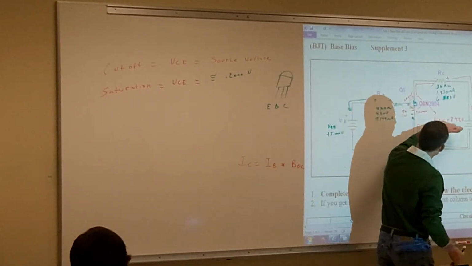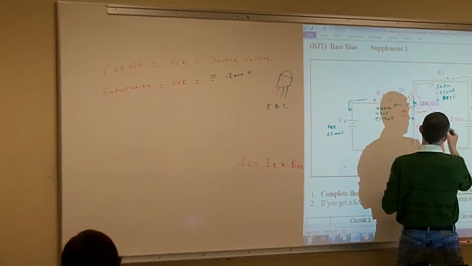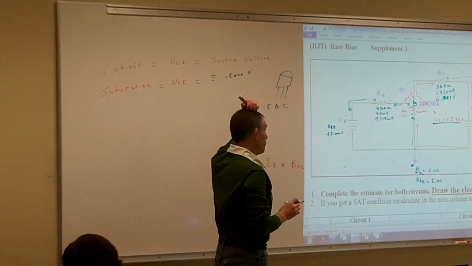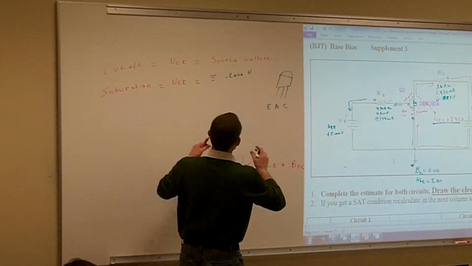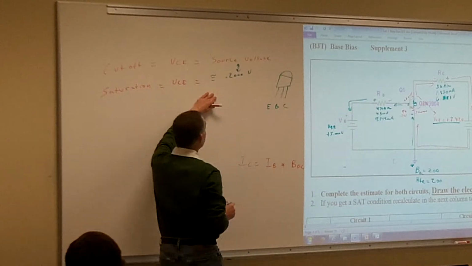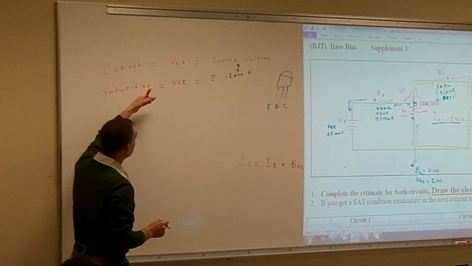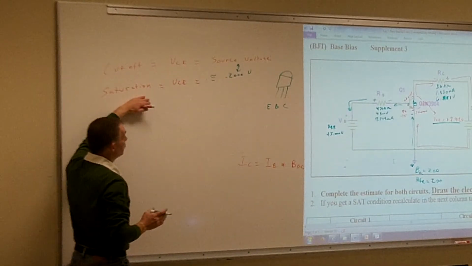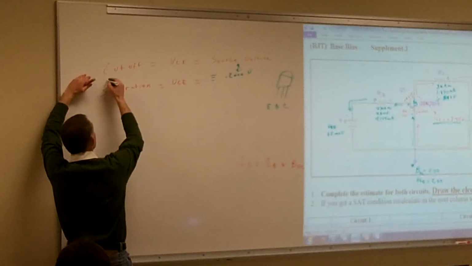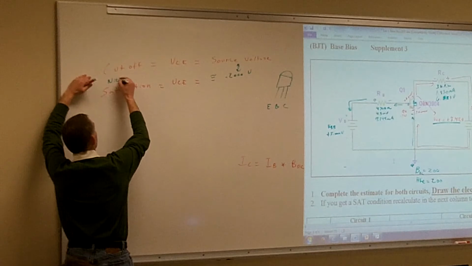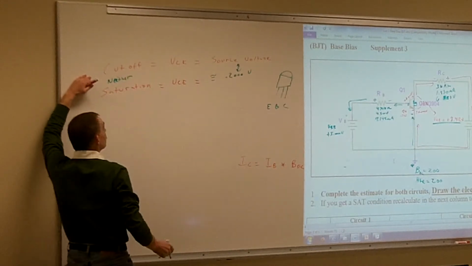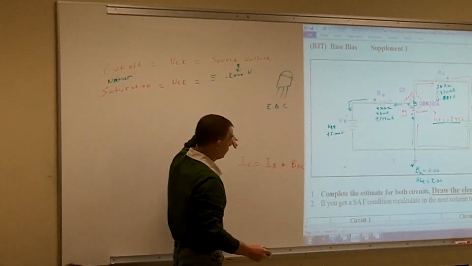So now if we end up having a number, so our VCE here is positive 8.412 volts. That means that we're somewhere in between here. We're not at our source voltage, and we're not at 0.2 volts. So that means that we're in neither. We're somewhere in between.